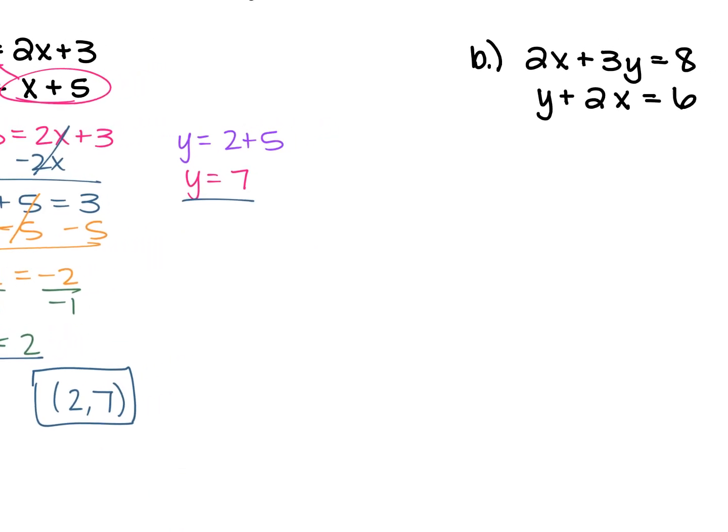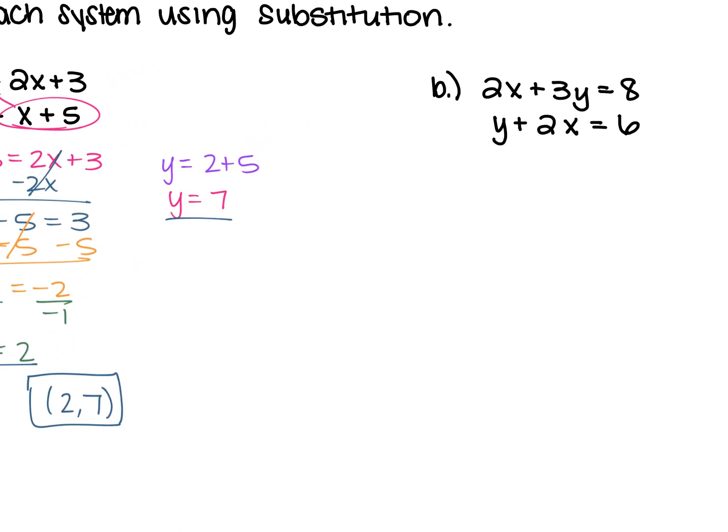For example B, we have 2x plus 3y is equal to 8, and y plus 2x is equal to 6. The first thing we're going to do is look at that bottom equation. You have y with a coefficient of 1. Because there's not a number in front of that y, it's going to be the easiest equation to use in order to solve for one of those variables. So we'll use that bottom equation to solve for y. And we're going to just move the 2x over by subtracting it from both sides. And that gives us y is equal to negative 2x plus 6.